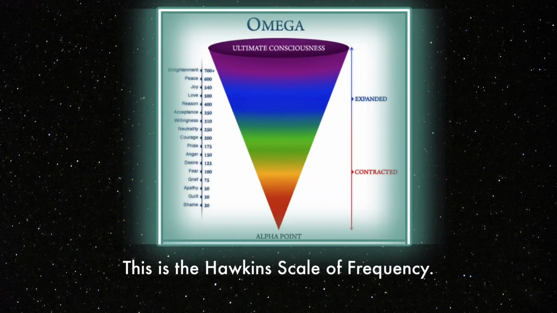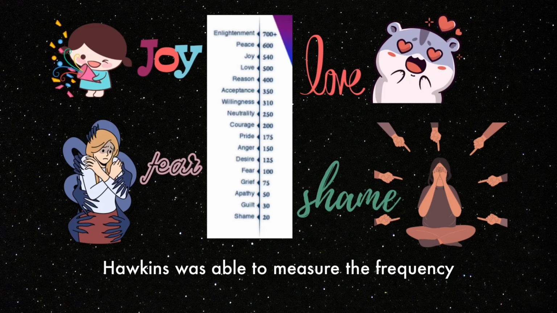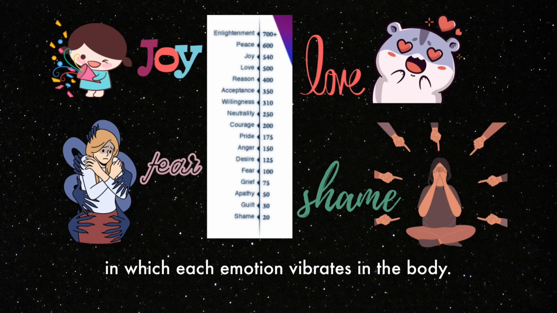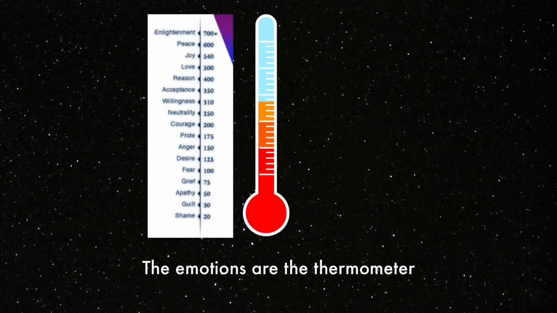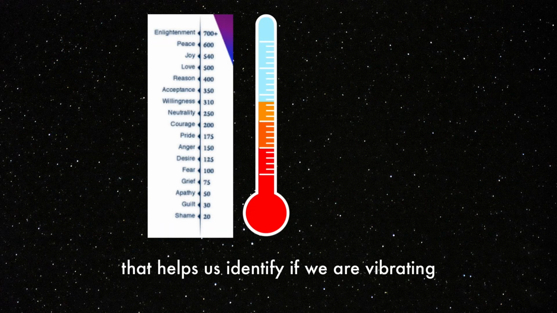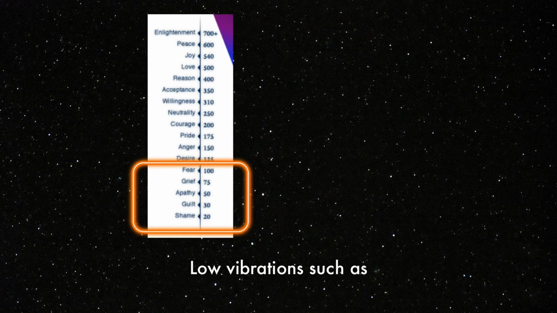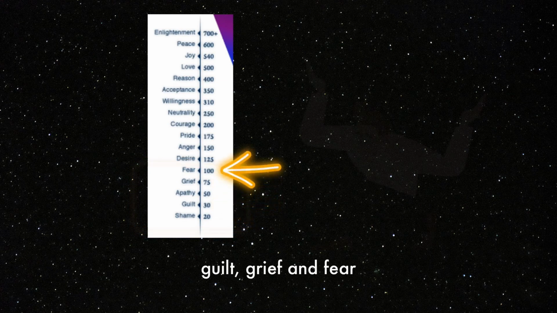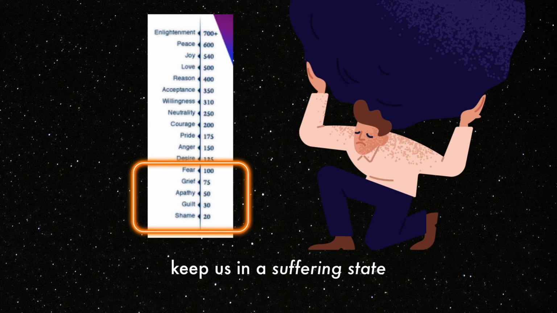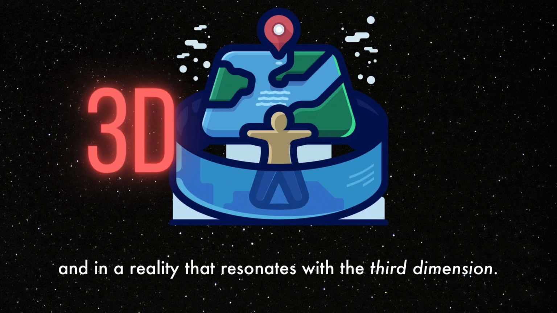This is the Hawkins scale of frequency, also known as the map of consciousness. Hawkins was able to measure the frequency in which each emotion vibrates in the body. The emotions are the thermometer that helps us identify if we are vibrating high or low. Low vibrations such as guilt, grief, and fear keep us in a suffering state and in a reality that resonates with the third dimension.